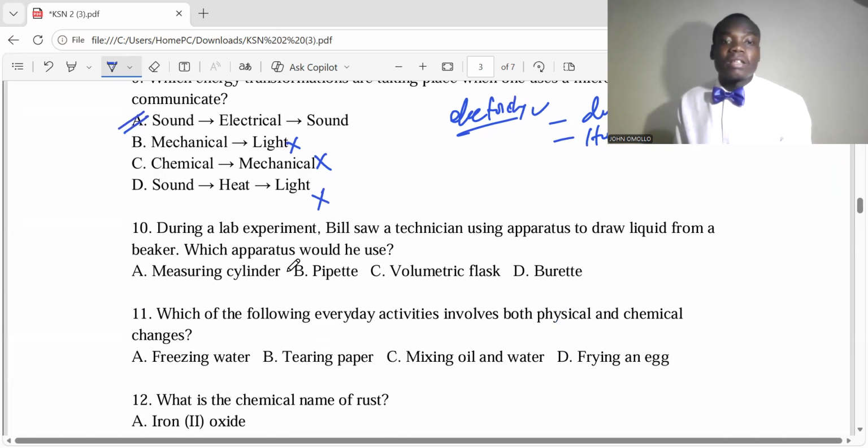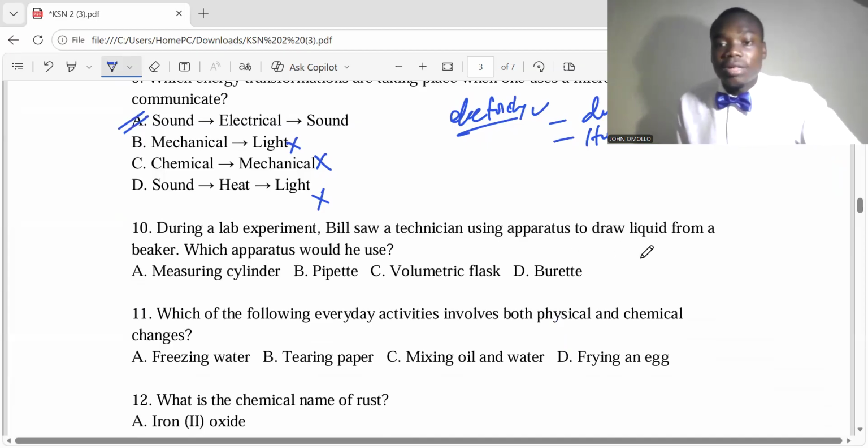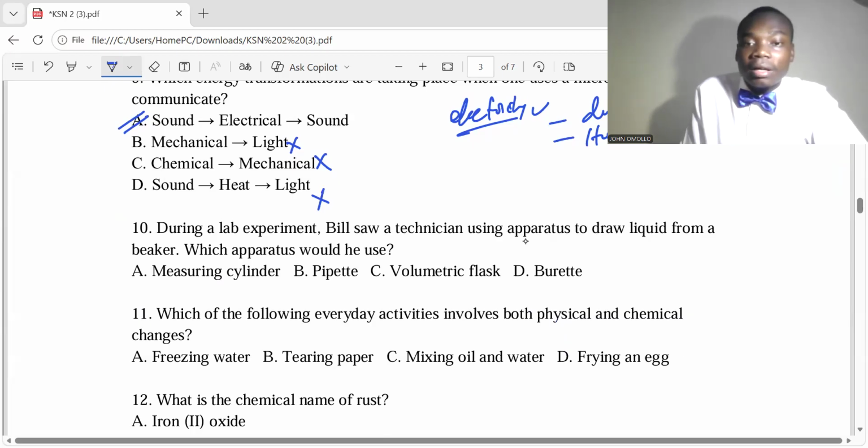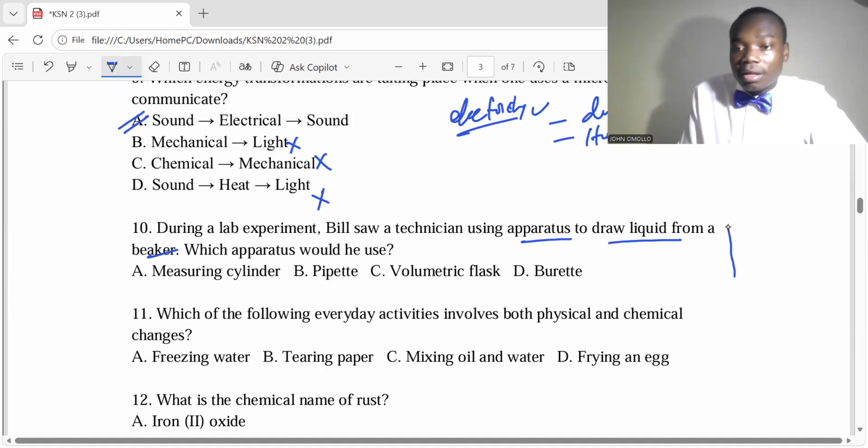Now, during a lab experiment, that is number 10, Bill saw a technician using apparatus to draw liquid from a beaker. Which apparatus would he use? Remember, we are using apparatus to draw liquid from a beaker. Let's say this is your beaker here. This beaker is holding some liquid, up to the meniscus. So the liquid is there. What can you use in drawing the liquid from this particular beaker?